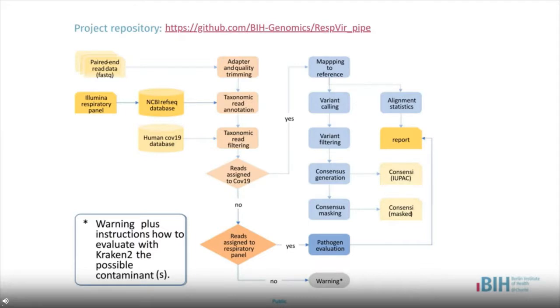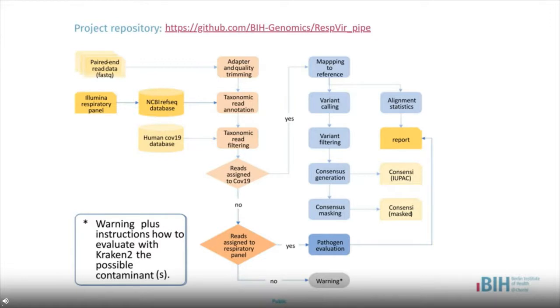In the following chart, you can see the data flow implemented by us as an extension to the analysis workflow of the COVPipe. On the left, in bright yellow, you can see that we added the whole set of the pathogens from the Illumina Respiratory panel to the taxonomic reference database. The reference sequences were taken from NCBI according to the RefSeq identifiers as provided by Illumina.